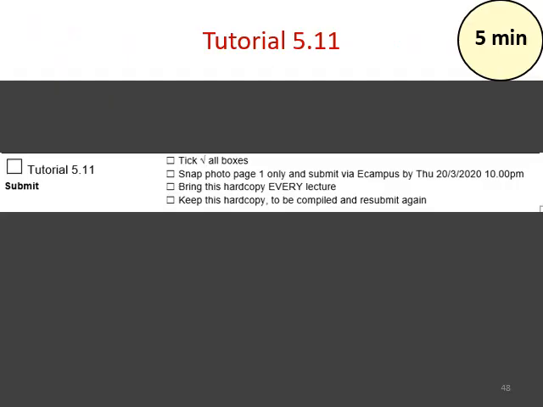Okay, tutorial 5.11. In case you have the photo step tutorial from Dr. Leonie, then you do this one. We'll see how, because at this moment many things seem a bit kalam kabut.